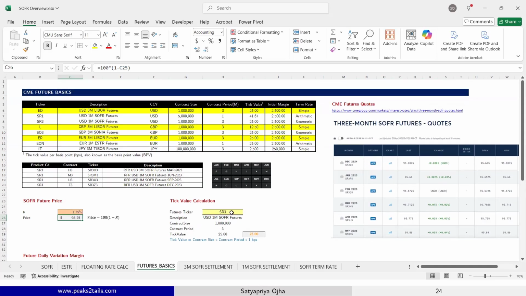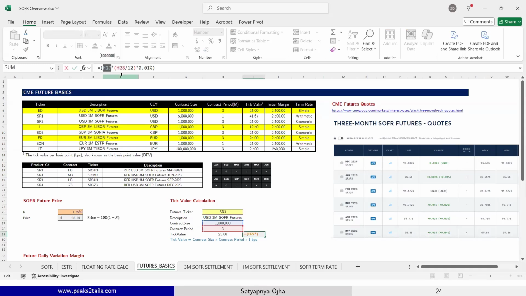Now let's talk about the tick value. For SR3, the contract size is 1 million. Contract period is 3 months. Tick value is 25, and that is simply calculated as: contract size 1 million, times 3 divided by 12, that is the year fraction for the 3-month period, times 1 basis point.